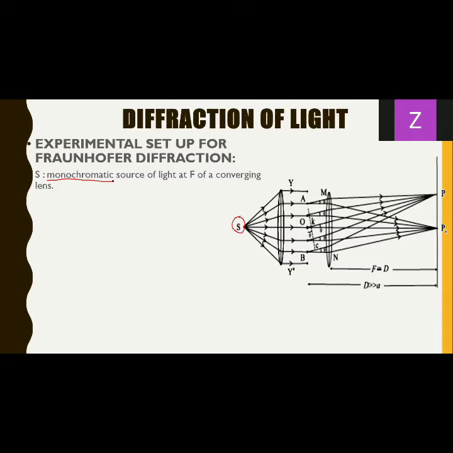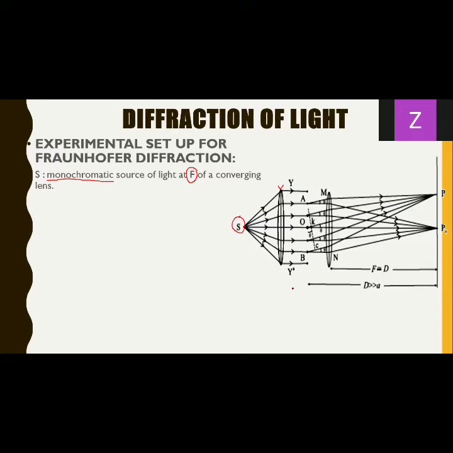Monochromatic means single color. Now, where is it kept? At F, at the focus of the lens. Converging, that is, a convex lens, which is this lens which we have. So it is kept at the focus of this particular lens. We can call it y dash. It's not a lens per se, but okay, we can call it that.